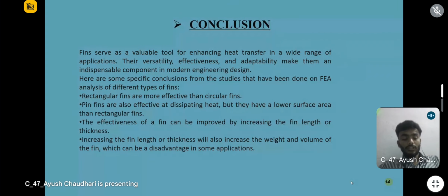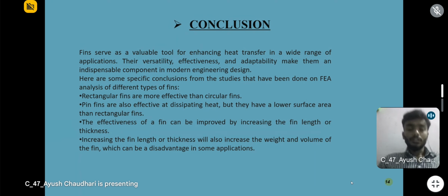So here is the conclusion of what we gained from this topic. The conclusion is fins serve as a valuable tool for enhancing heat transfer in a wide range of applications. The versatility, effectiveness, and adaptability make them an indispensable component in modern engineering design. Here are some specific conclusions from the study that we have done through FEM analysis of different types of fins.